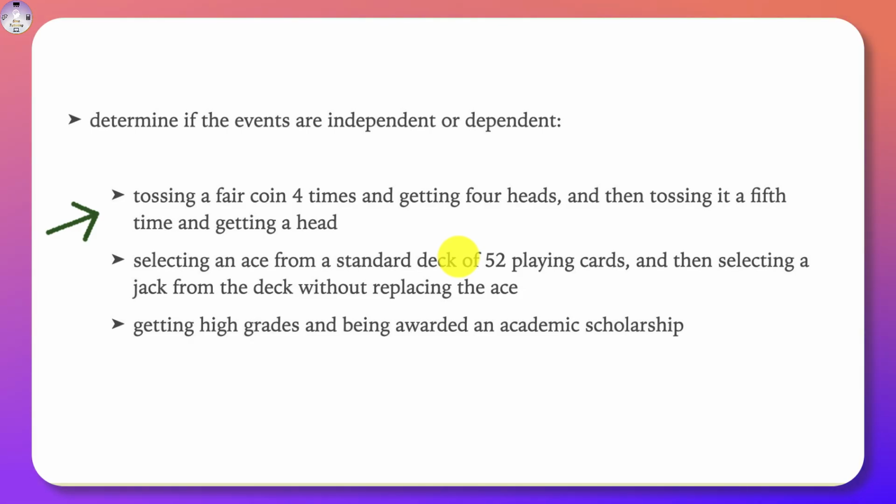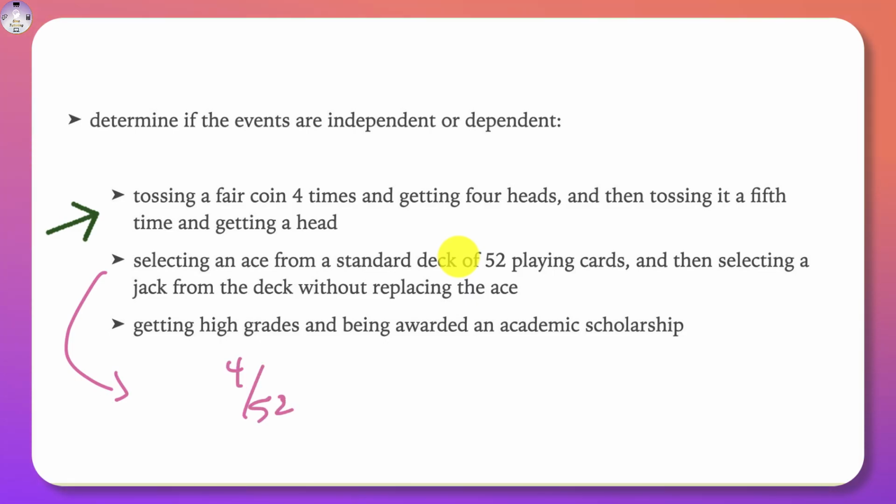All right, the second one: selecting an ace from a standard deck of 52 playing cards, and then selecting a jack from the deck without replacing the ace. Well, selecting an ace, I'm going to go ahead and do a little bit of writing up here. Selecting an ace from a standard deck of 52 playing cards. There are 4 aces in any standard deck, so it's 4 out of 52 is the probability of that particular event.